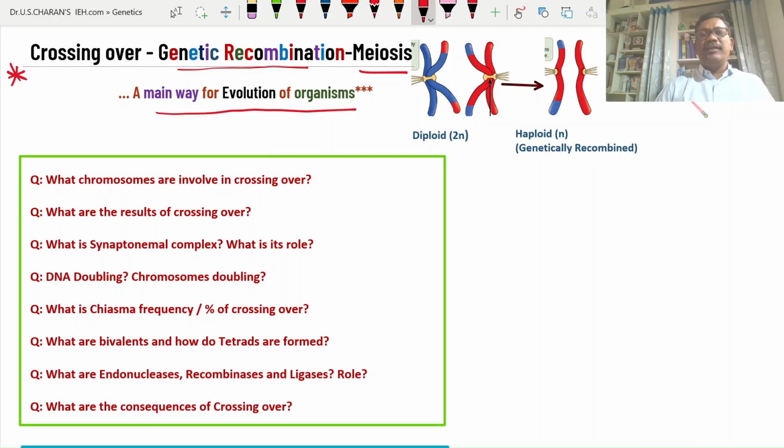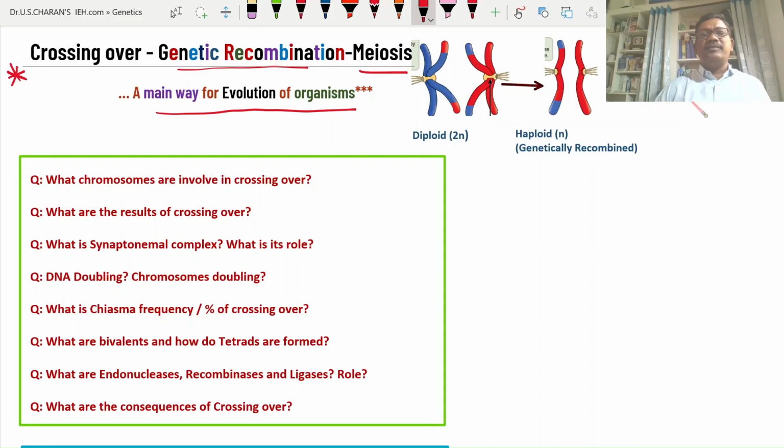That is actually happening during sexual reproduction. This crossing over or genetic recombination is produced in the reductional division between the homologous pair of chromosomes. They can produce different variations in the next generation. In this class, I am going to discuss these questions, and I am going to solve them.